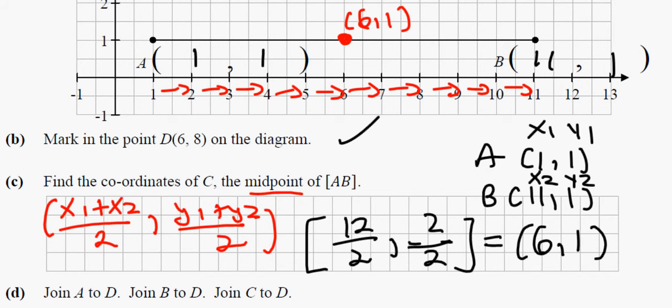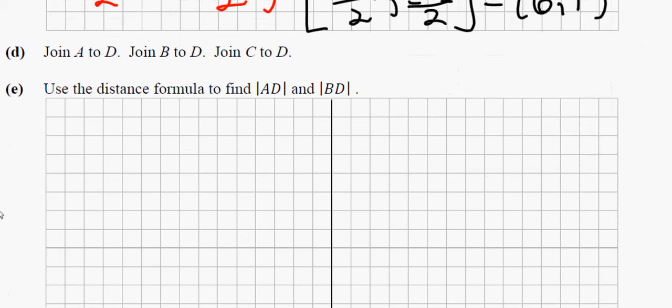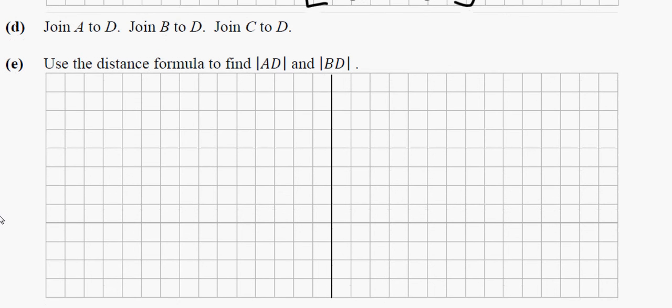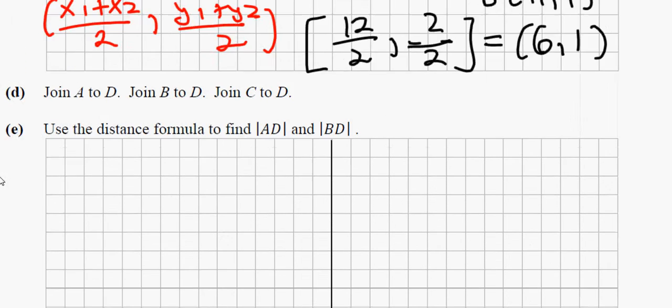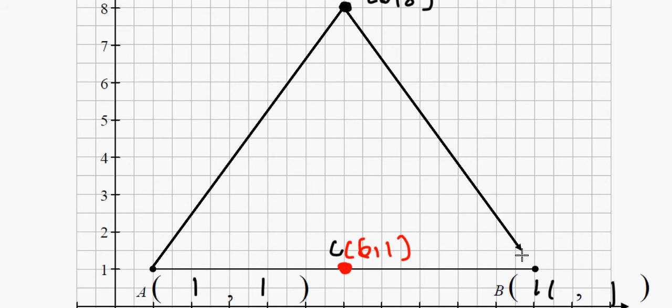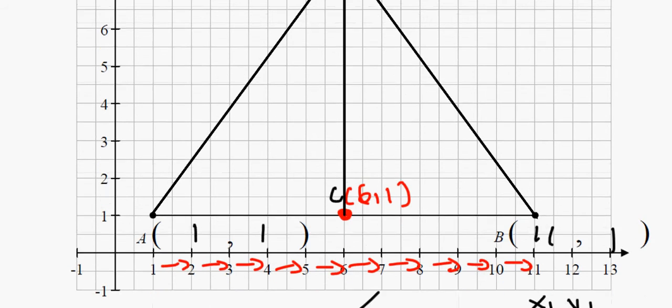Next thing you want me to do is join A to D and join B to D, and join C to D. This is part C. So it wants me to join A to D, like so. It wants me to join B to D, like so. And it wants me to join C to D. So this is what we're going to have here. Now, that's done.